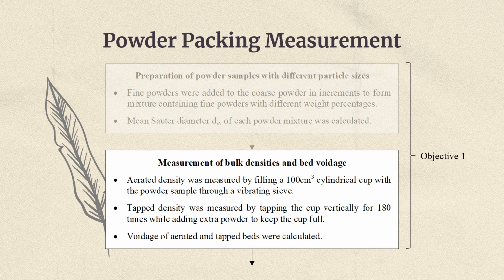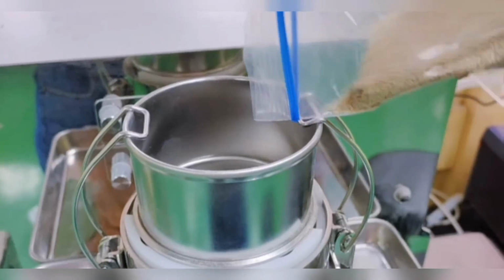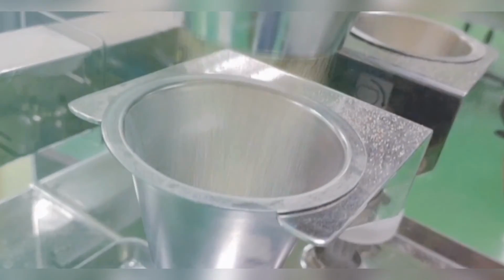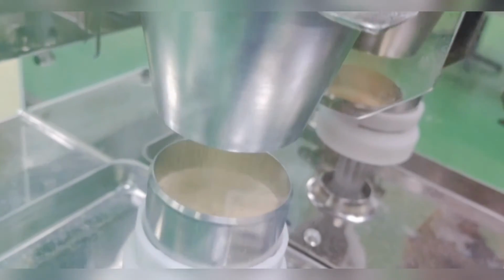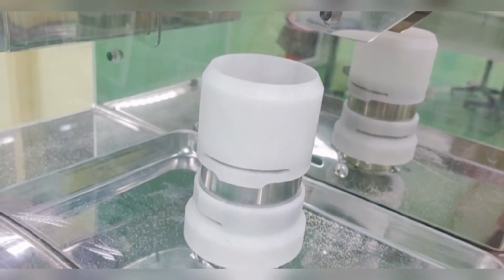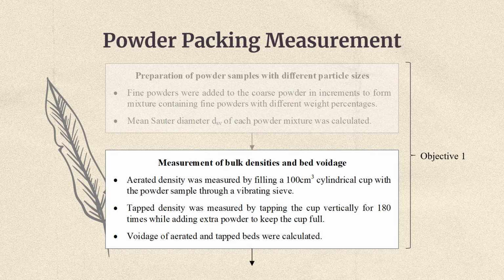For the measurement of bulk densities and bed voidage, after setting up the instrument as shown in the video, the aerated density was measured by filling a 100 cc cylindrical cup with the powder sample through a vibrating sieve, whereas the tap density was measured by tapping the cup vertically for 180 times while adding extra powder to keep the cup full. The voidage of aerated and tapped powder beds were then calculated based on the densities obtained.